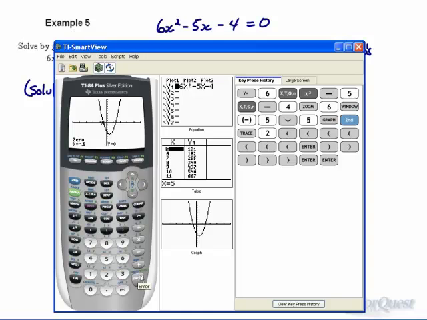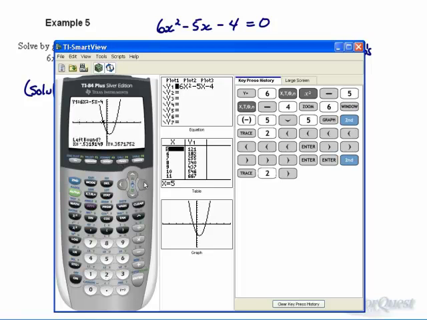Our first 0 turns out to be x equals -0.5. So I'll just jot that down for myself. That's the first x-intercept.